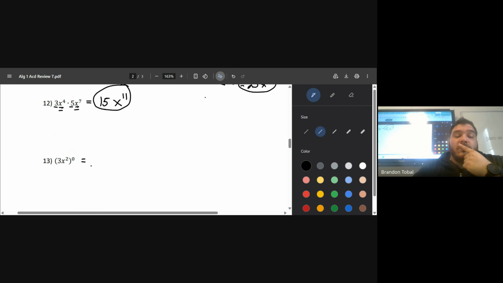No. Bingo. The answer for this one, anything to the 0 power, no matter how complicated or how simple, is 1. So since this whole thing's to the 0 power, it's just 1. Anything to the 0 power is just 1. The whole thing, because of the 0 on top, makes it 1. Okay.